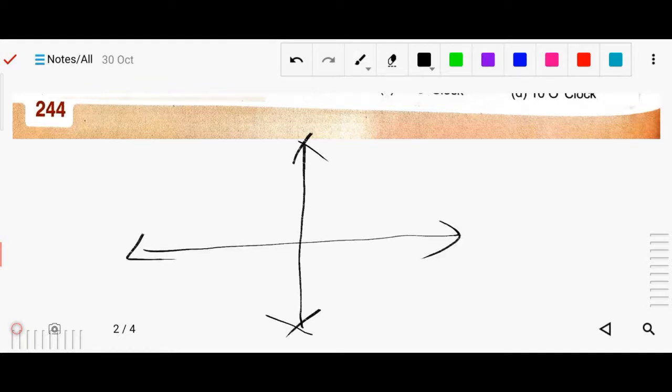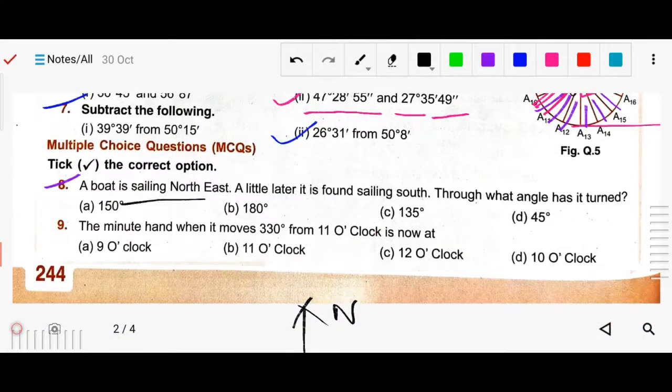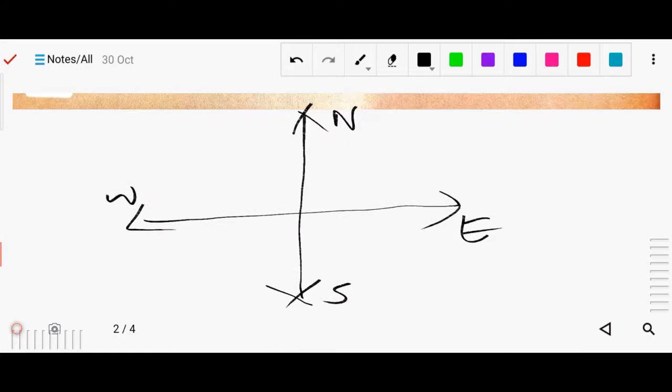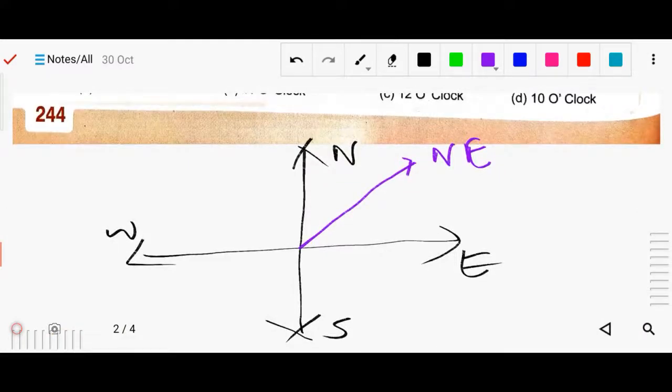Draw the direction chart. So this is your north, this is your east, this is your south, and this is your west. Now where is the boat sailing? Northeast. So northeast is this side. So actually it will be here. So the boat is now here. Now after some time what happened? It is found sailing south. Now it turns to the south. So it comes to here. South means from this position to this position. So now check what is the angle here.